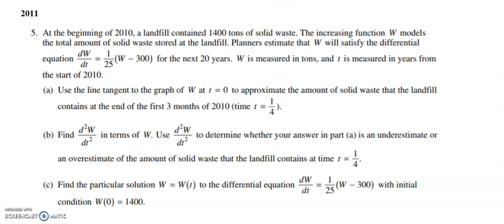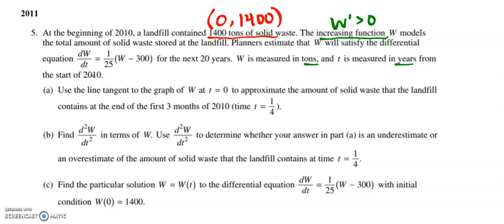So to start, it says, at the beginning of 2010, a landfill contained 1,400 tons of solid waste. So in 2010, we had 1,400 tons. The increasing function W, well, if a function is increasing, that means W prime is greater than 0. Models the total amount of solid waste stored at the landfill. Planners estimate that W will satisfy the differential equation dW/dt equals 1/25 (W minus 300) for the next 20 years. W is measured in tons, t is measured in years from the start of 2010. So I am good to put a 0 here, representing 2010 as our start year.